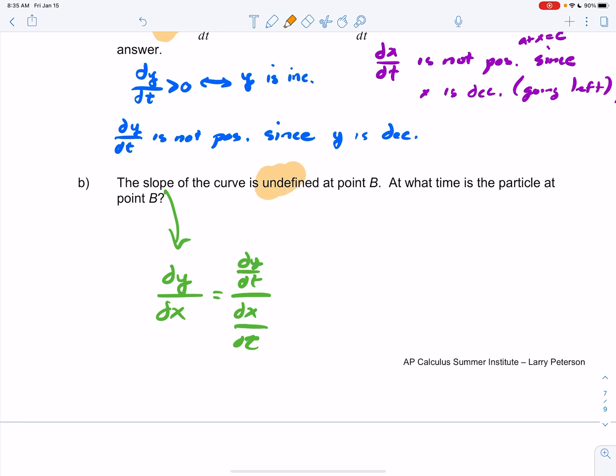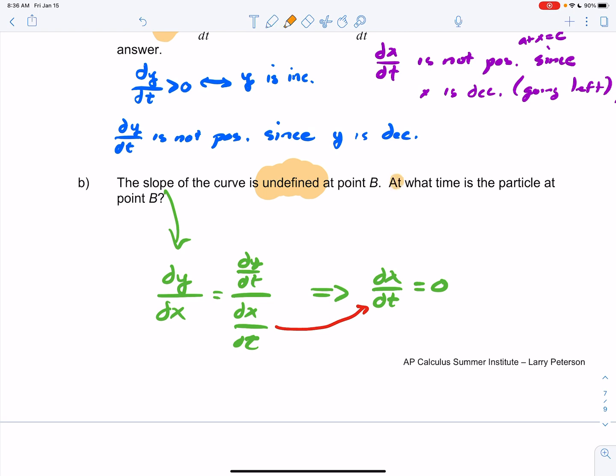But the key word here is undefined. How do you make a fraction undefined? Press play when you're ready. How do you make a fraction undefined? What you do is you make sure that the denominator goes out to 0. So this implies that dx dt, the denominator, should equal 0. We want the denominator to equal 0 so that the slope could be undefined at point B. So we had to extract that information. Now we know that the derivative of x has to come out to 0.